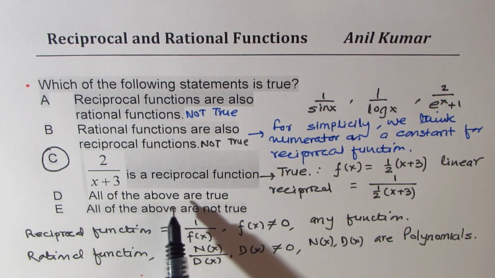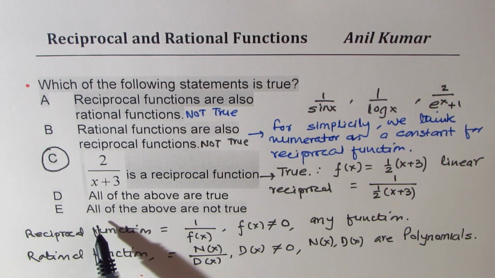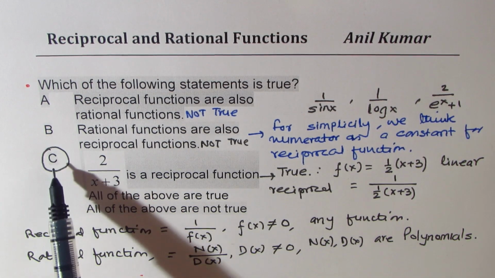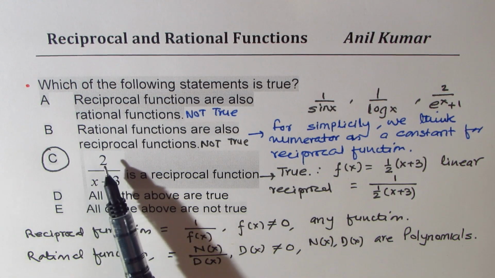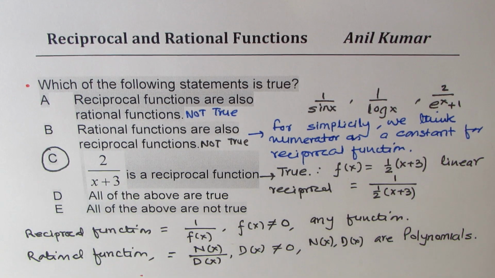So all of the above statements are true? First two are not true. And we say all of the above statements are not true? Well, that is also not true since C is true. So I hope that makes things simpler to understand, right? So if there is a constant here, something like this, you can say a transformed parent function.